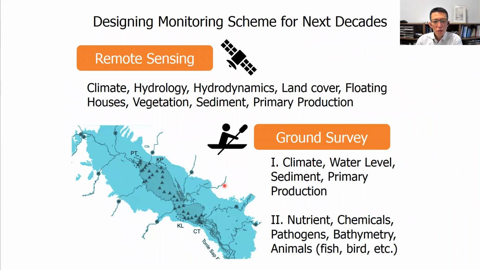This is a slide showing the kinds of variables or parameters which we can monitor, for example, by using remote sensing, basically satellite images. We can get quite good information about climate, hydrology, hydrodynamics, and land cover. We can observe floating houses too, and vegetation distribution, sediment, and primary production to some degree.